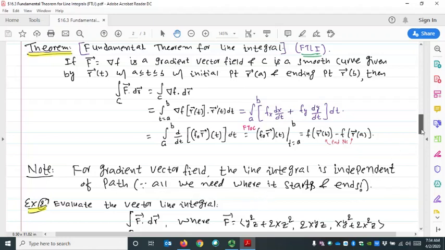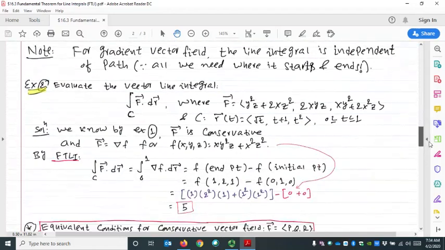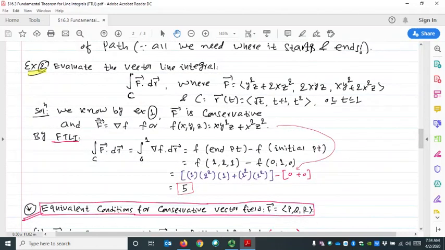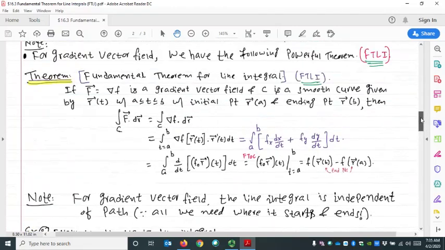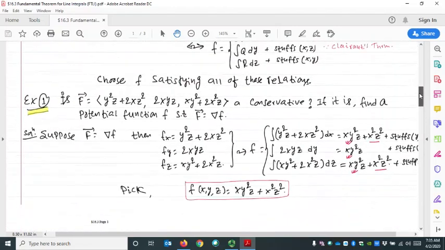Now let me do example 2. I think that's the question I posed earlier in the previous section. So evaluate the vector line integral of f dot dr over c, where f is given here and c is given here. Then we know by example 1 f is conservative. Let me scroll up. Yep, we proved this one here.